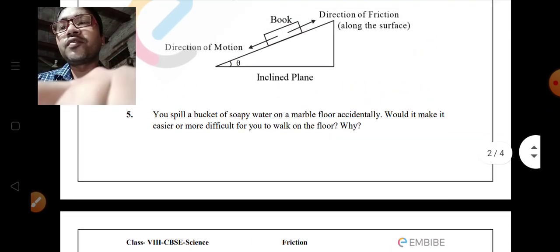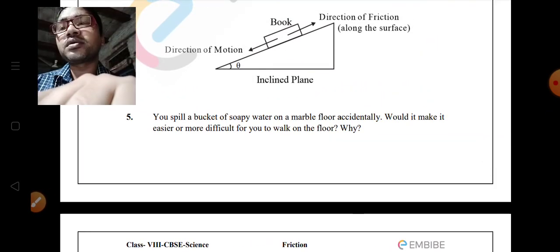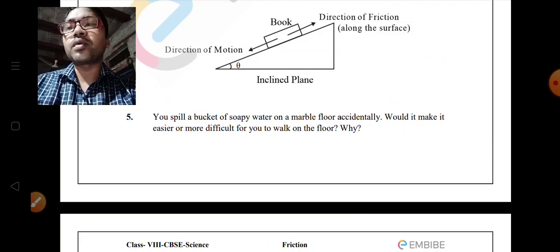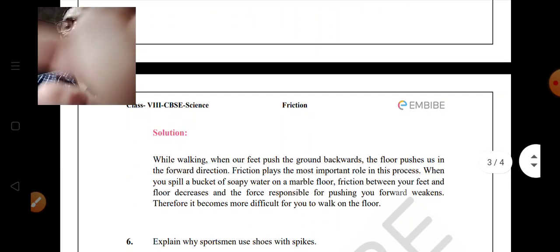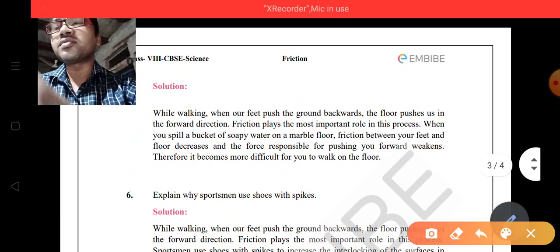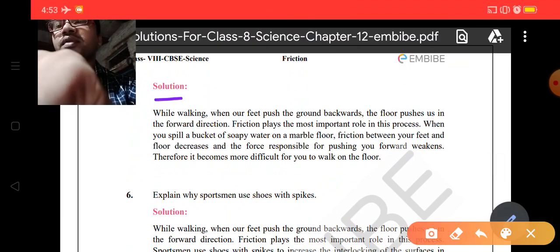If you want to write the question, you can write it down from here. You can pause your video and write down question number 5. Now we are going to discuss the answer of this question, question number 5. So let's see what the answer is. The solution is given here.